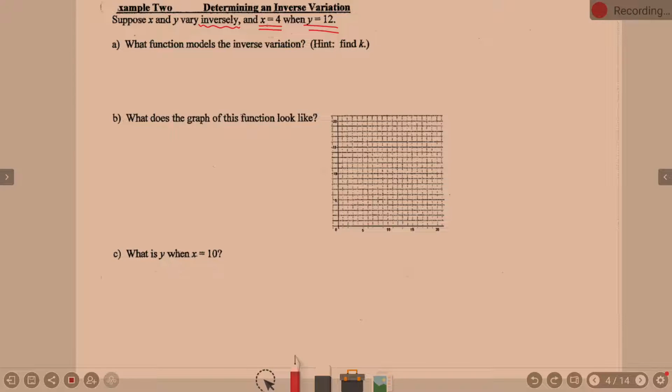Well, we just wrote function models up above, didn't we? In other words, an equation. What equation models the situation? In order to find an equation, what do I have to know? X and Y. It gives us it in the hint. We're going to have to find K. Okay, go back up to the top of your page. How do you find K in an inverse variation situation?